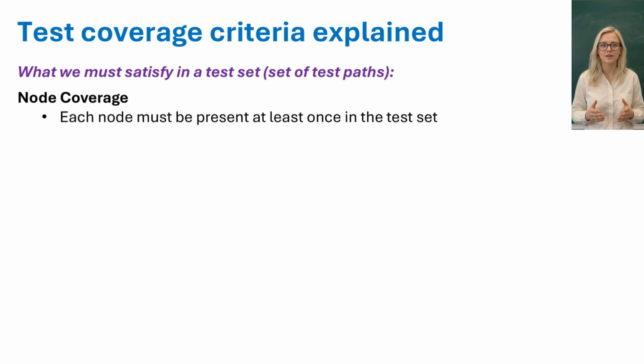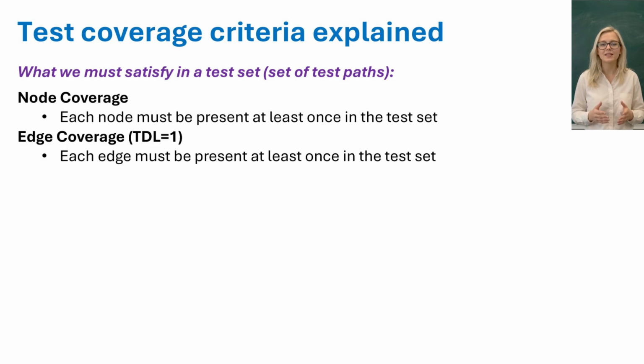Starting from the weakest one, to satisfy the node coverage, each node must be present at least once in the test set. Such coverage is really for just lightweight tests. The next level is edge coverage, a common standard for low-intensity tests. To satisfy edge coverage, each edge must be present at least once in the test set. Edge coverage is equivalent to test depth level 1 in the TMAP next.